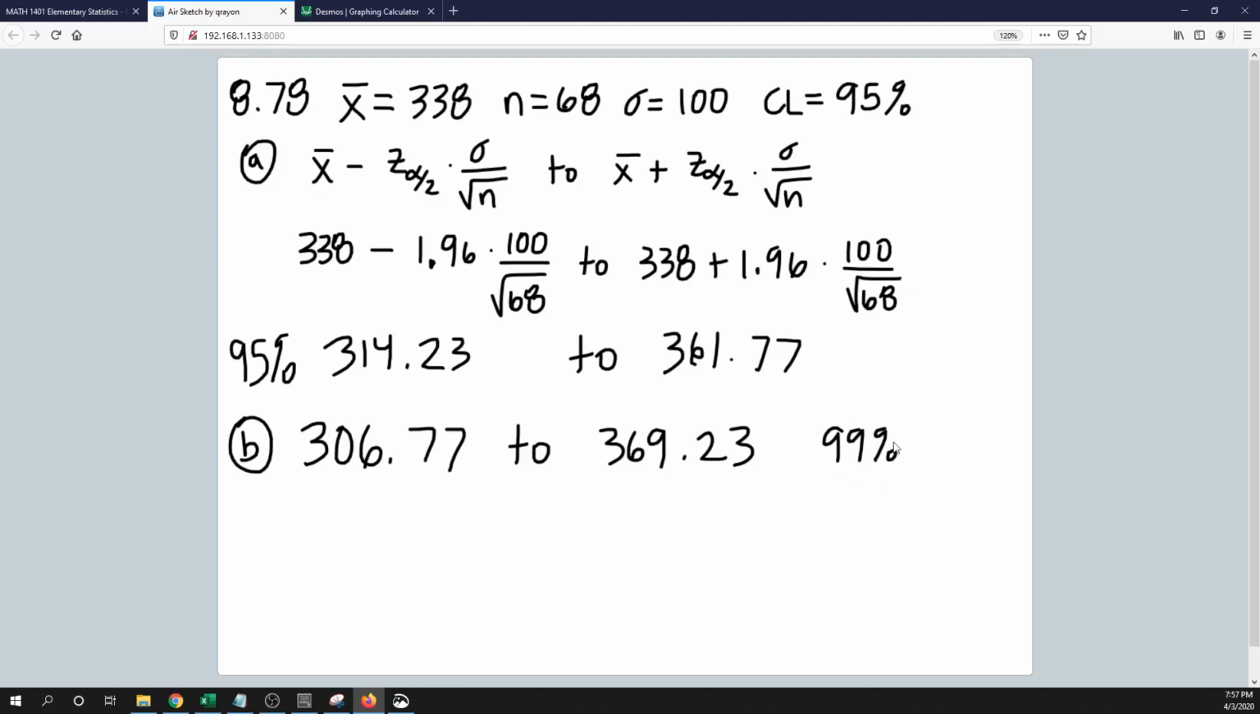Likewise, you can look at it this way: if you go from a 99% confidence level to a 95% confidence level, so you're dropping in confidence, that's going to increase your accuracy here. You're going to get a smaller confidence interval.